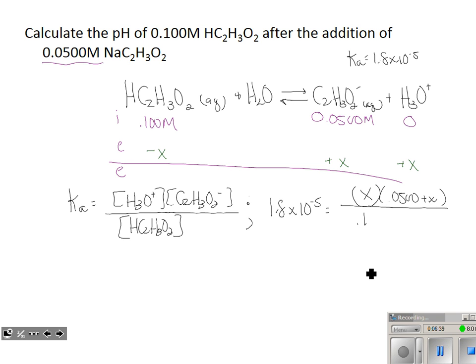Over 0.100 minus X. Now, we should always start by neglecting the change in X, so this X approaches 0. We'll ignore that, and then go ahead and solve for X. So take a minute to do that.